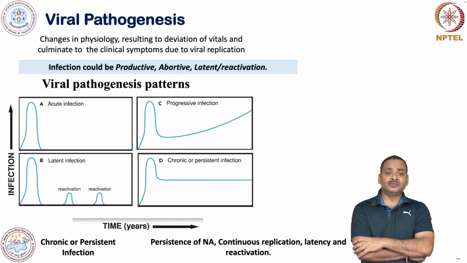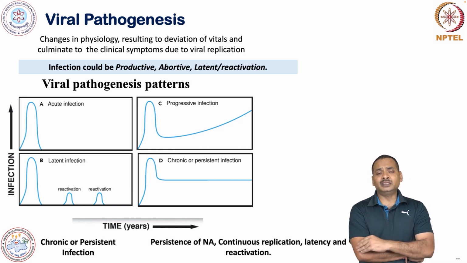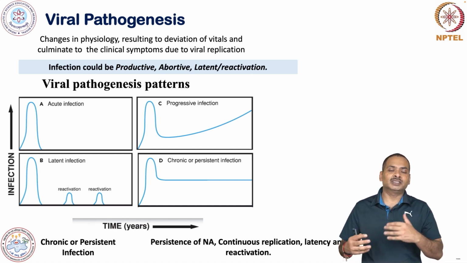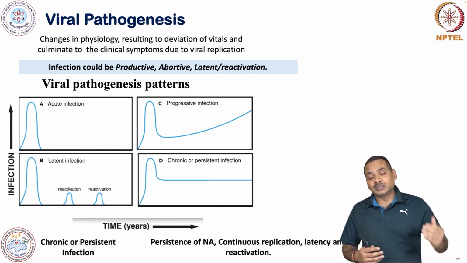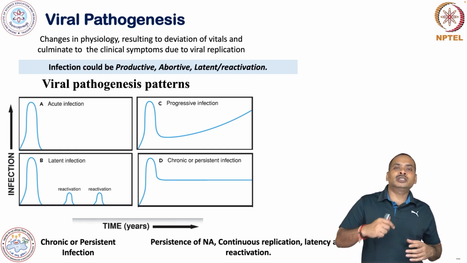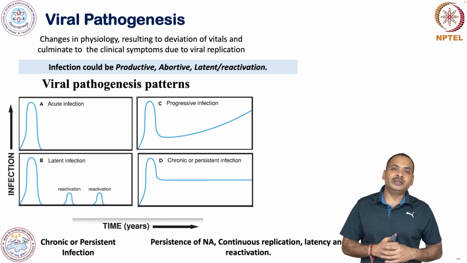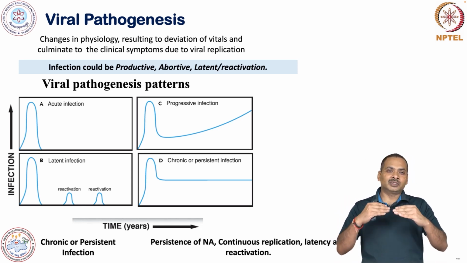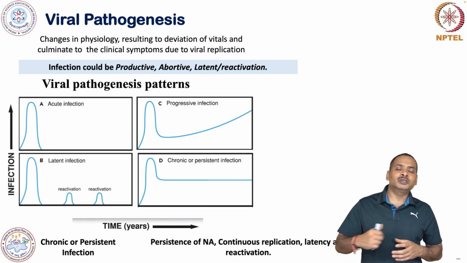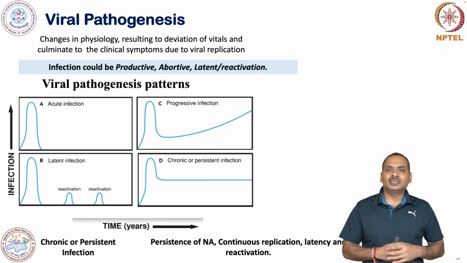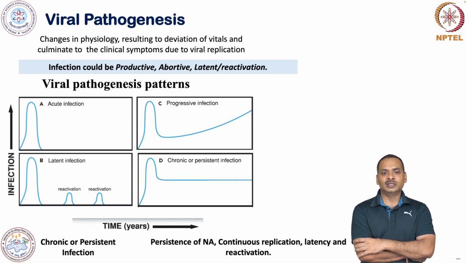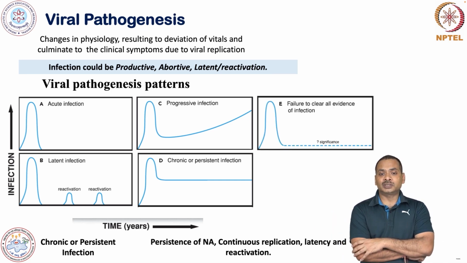Chronic or persistent infection, I have explained. There will be some kind of arrangement between virus and host. This arrangement means the virus is not able to overtake the host immunity, and immunity is also not able to take over the virus. So there will be an equilibrium stage where the virus is there and immunity is also there, and the change in vitals is not so significant. It's a persistent kind of thing. So we call it a chronic or persistent infection.